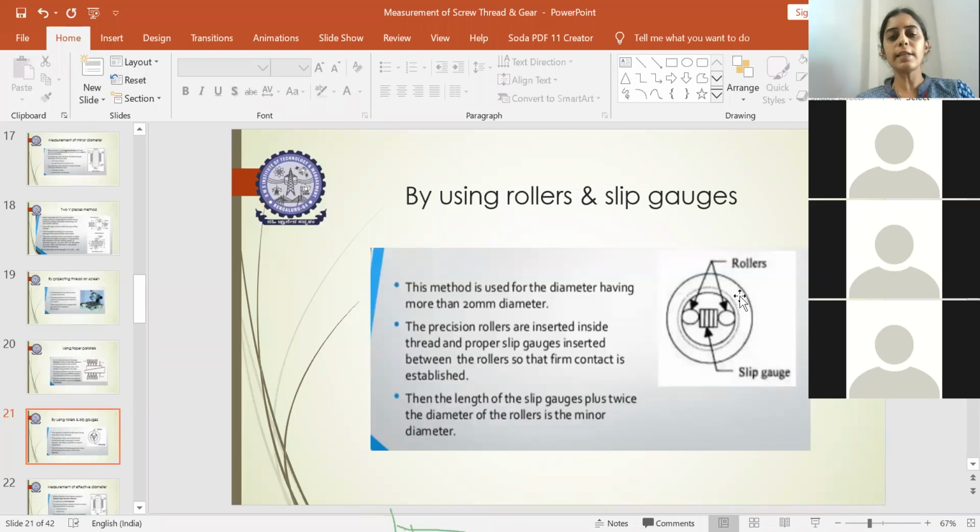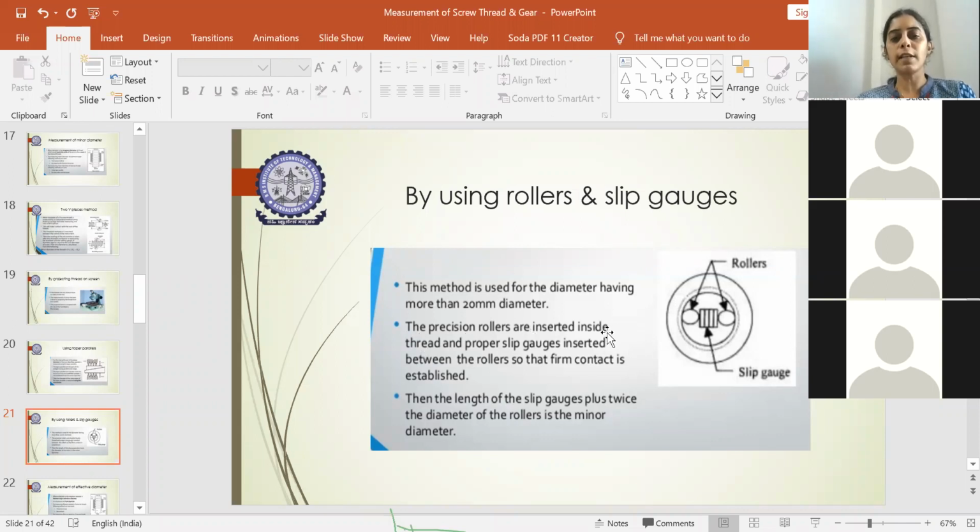These are inserted inside the thread. So you will have the thread, and these precision rollers will be inserted inside it. This will be the cylindrical object, and you will have the internal threads here. In the area between the internal threads, you will place these cylindrical rollers. So then what happens?